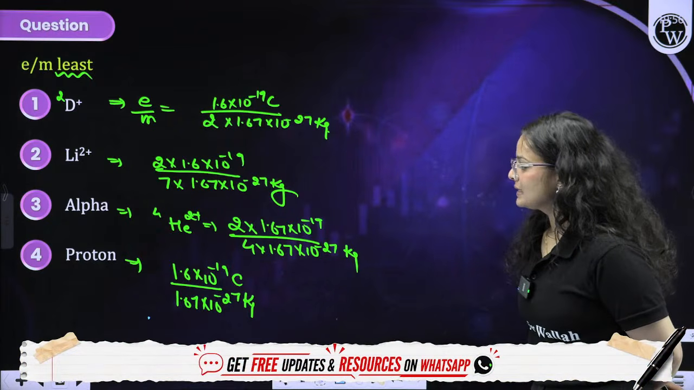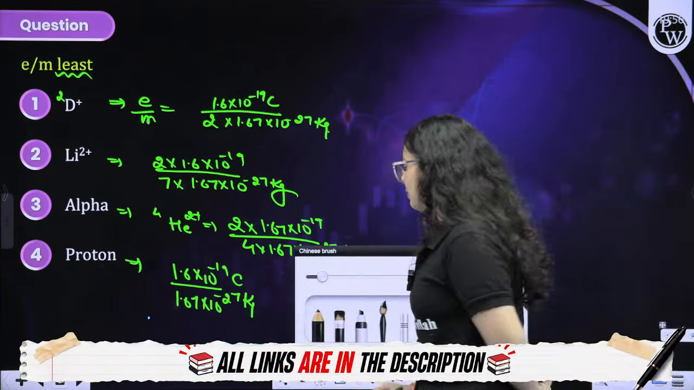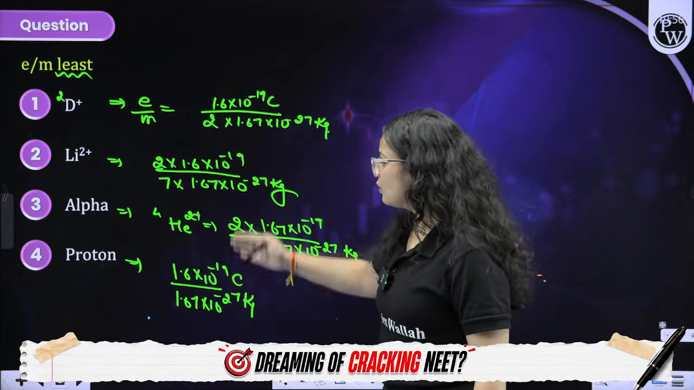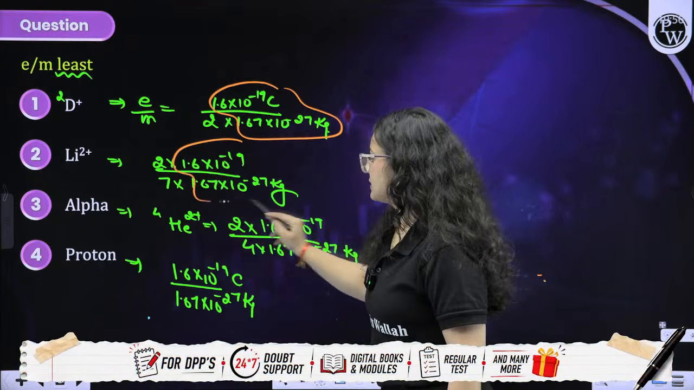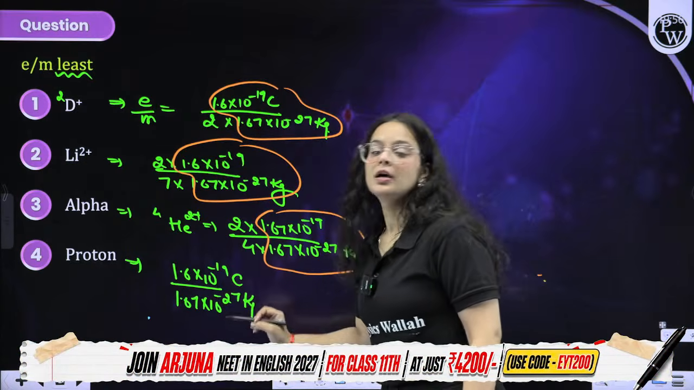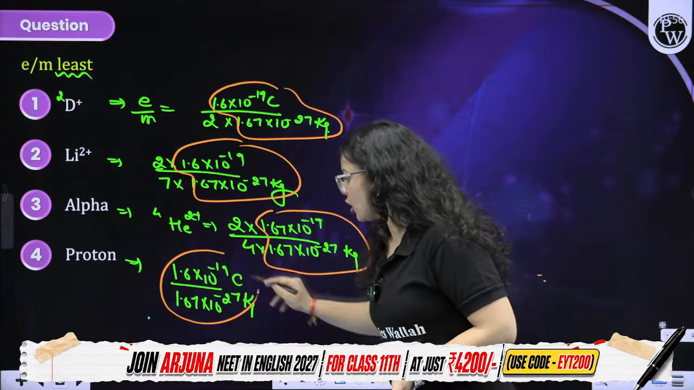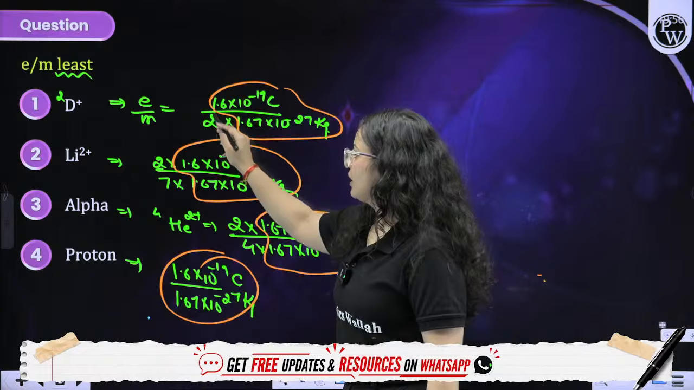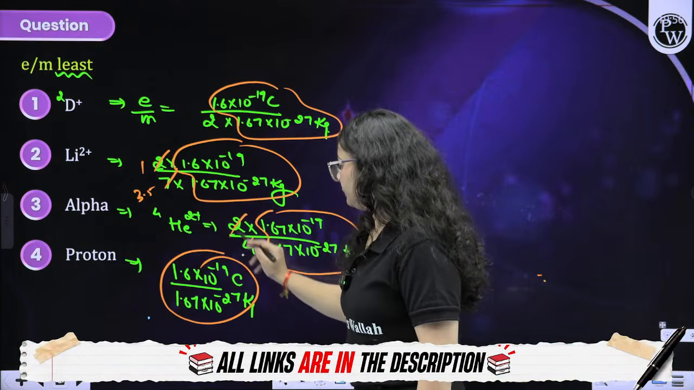E by m is least. They are asking you about the e by m least valued. Have a look. If I talk about the lithium, all of them carry this factor as the common term. Although I have written it, there is no need for you to write it in your examination. You just have to see that this is the common term in all of them. Right now we have 1 by 2, 1 by 3.5 and 1 by 2.